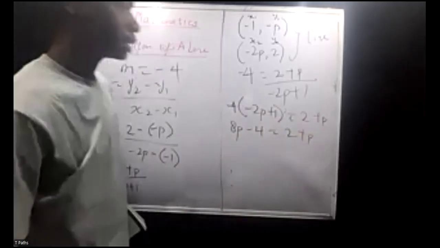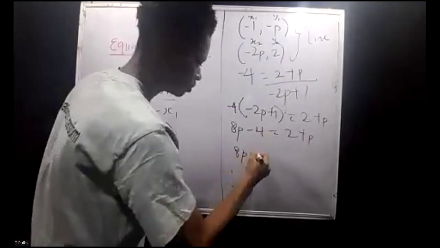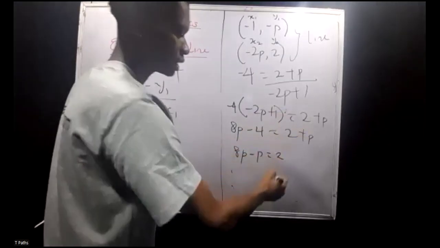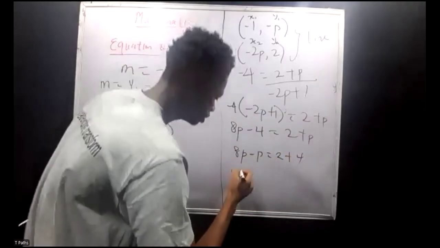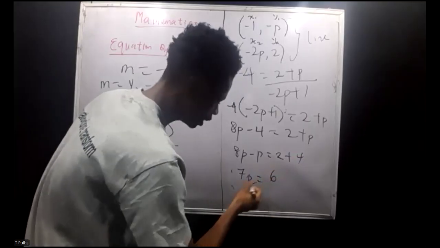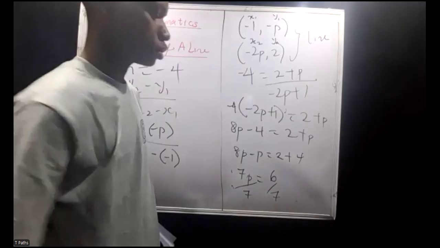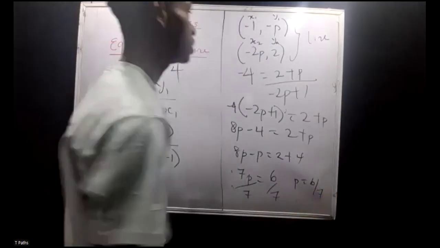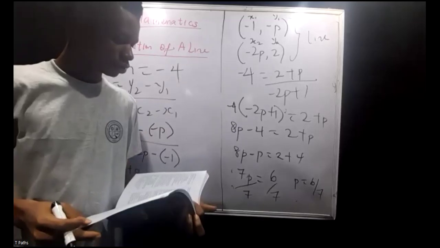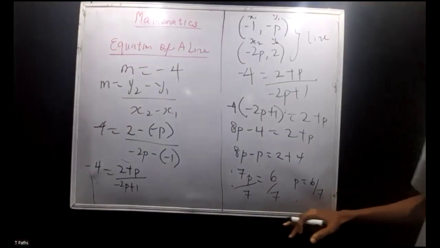Here I can collect the like terms. I'll have 8p, and the p is coming to this side, minus p, is equal to 2. The negative 4 is moving to the other side to become plus 4. So this will be 7p = 2 + 4, which is 6. To get the value of p, I'll divide through by 7, so 6 over 7. The value of p in this question is 6 over 7, which is option A. All right, I hope this is clear to you guys.